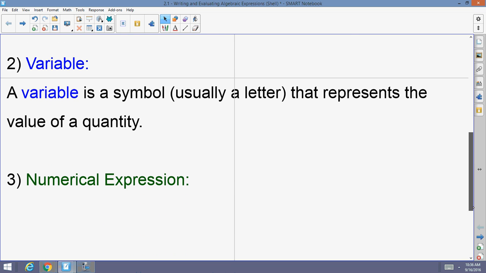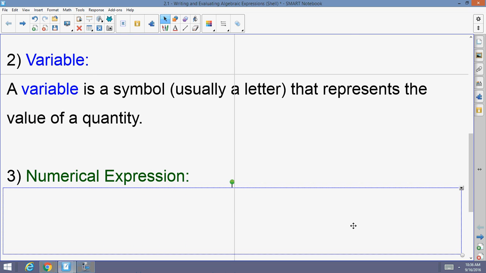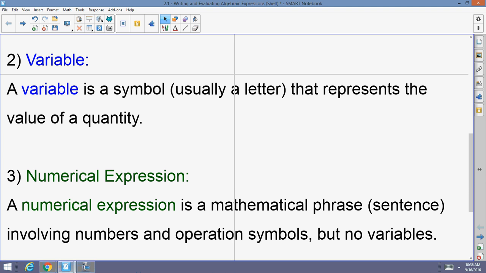A numerical expression. A numerical expression is a mathematical phrase or a mathematical sentence involving numbers and operation signs, but no variables. So for example, 8 plus 5 plus 12 divided by 3. That is a numerical expression. 18 plus 42, that's a numerical expression.